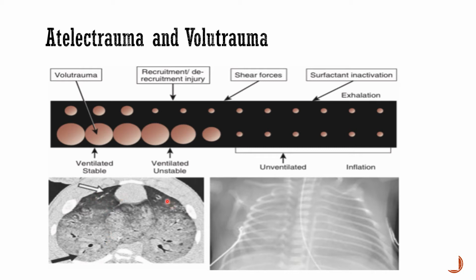Zone 1, the anterior non-dependent portion, which remains open, experiences volutrauma and overdistension due to the preferential entry of all the tidal volume here. Zone 2, the transition zone between Zone 1 and Zone 3, experiences atelectrauma due to repetitive opening and collapse, shearing forces during recruitment and de-recruitment injury. And Zone 3, the dependent and posterior part of the lung, which remains collapsed due to surfactant inactivation, actually contributes to trauma in Zone 1 and Zone 2. So here we can see the coexistence of atelectrauma and volutrauma.